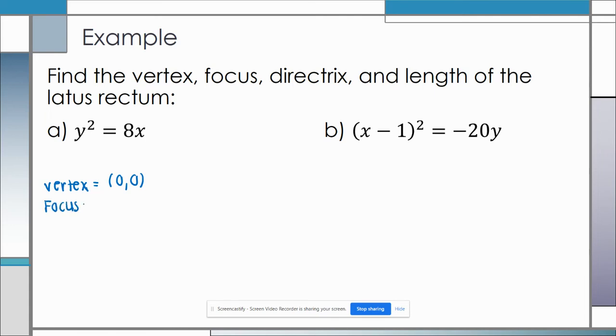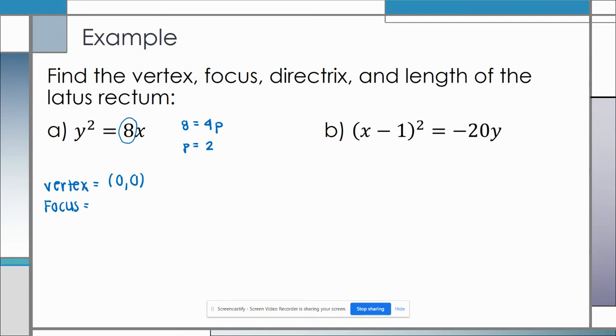But in order to do that, we need to know a couple of things. We need to know what direction that graph is going to be opening. And so in order to do that, we have to look at the value that's in front of the non-squared term. So in this case, 8 is that value in front of the non-squared term. 8 is representing that value of 4p. And so if I divide both sides by 4, we find out that the value of p is 2.